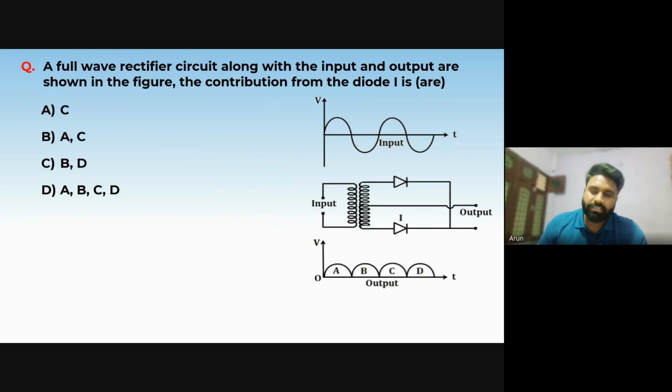Now, this is a question for you guys. A full wave rectifier circuit along with the input and output is shown in the figure. So what is the contribution of diode I in the output? There are many outputs given. You can see in this graph, A, B, C, D are the outputs. Which output is provided by this diode I? You will have to tell.